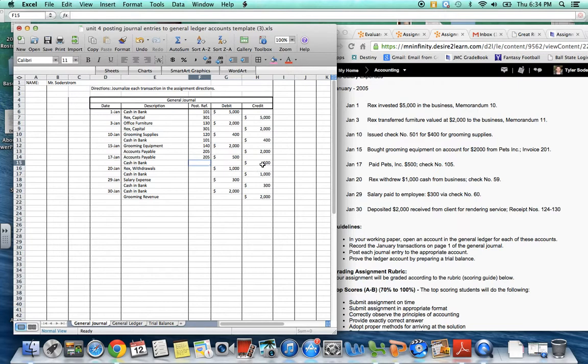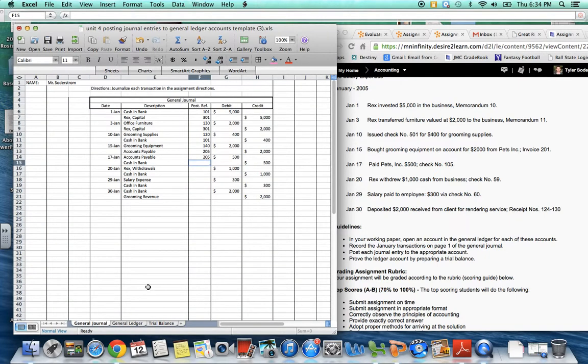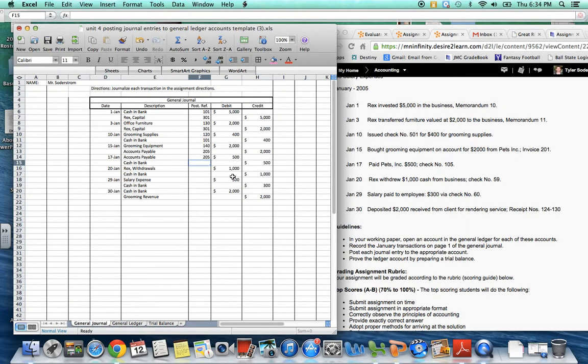Next, I'm posting a $500 credit to Cash and Bank. So I go to my ledger, Cash and Bank. This is on January 17th. Is that correct? Yes. Again, my post reference GJ. And I am posting this $500 credit.